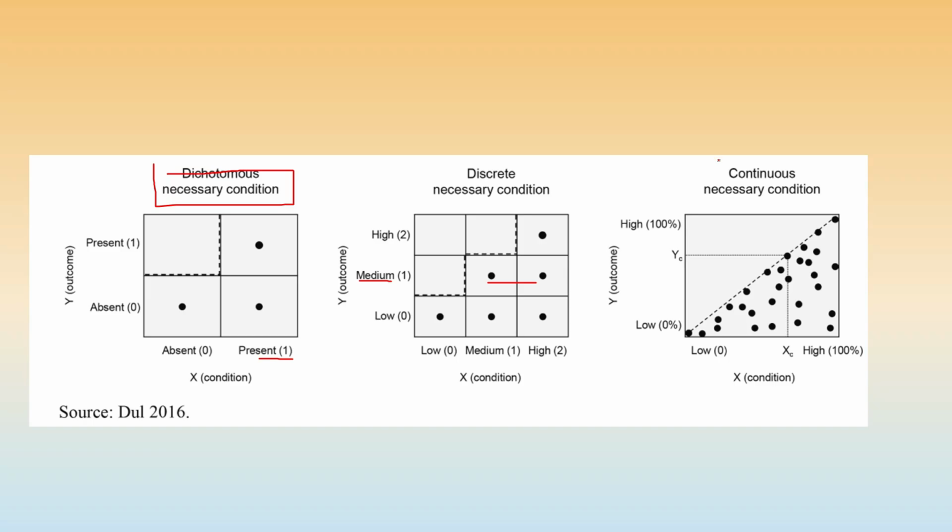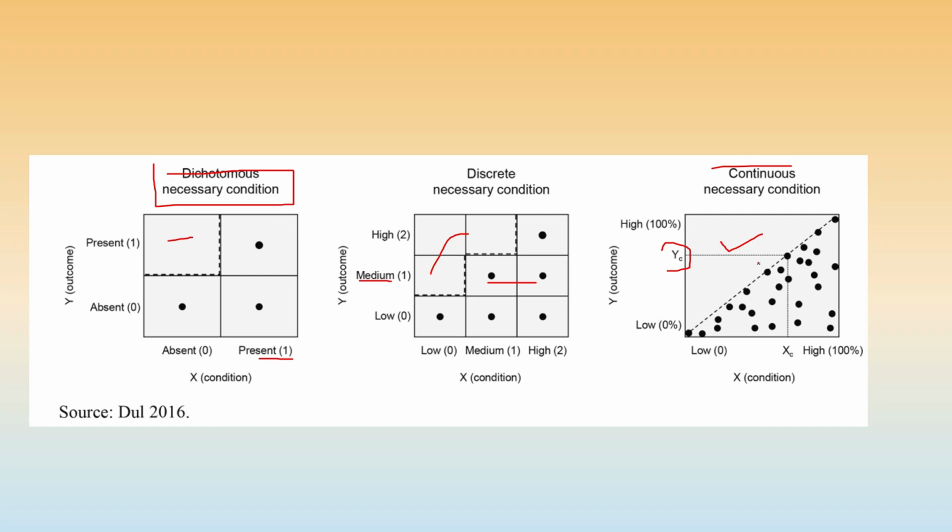Similarly, this figure on the right hand side shows a continuous example where a certain level of X, or Xc, as we can see over here, is required for a certain level of Yc. So in all these instances, necessity is indicated by an empty space in the upper left corner of the tables or the scatter plots. And NCA identifies these empty spaces in the scatter plot to determine the presence of a necessary condition.